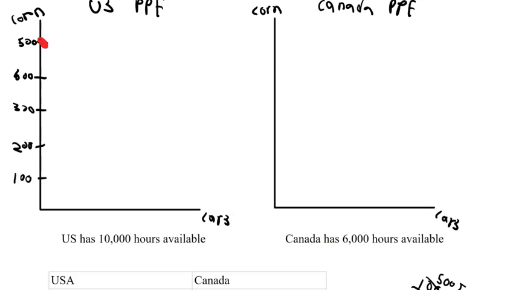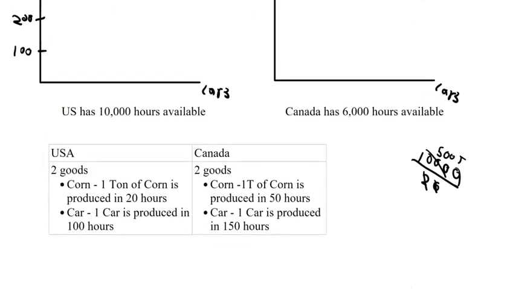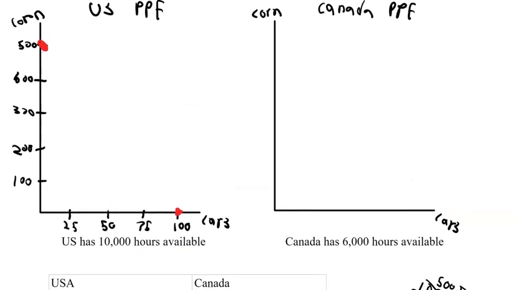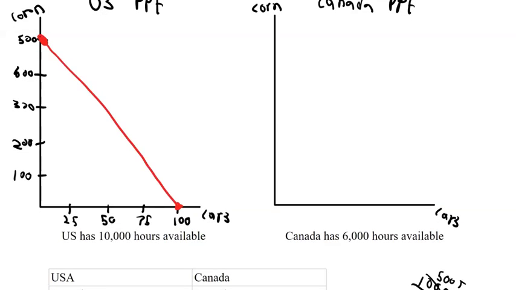Now the other one for cars. Since the US needs 100 hours to make one car, and we have 10,000 hours available, 10,000 divided by 100 should give us 100 cars. So the other point will be down here. So my PPF will be that for the US.